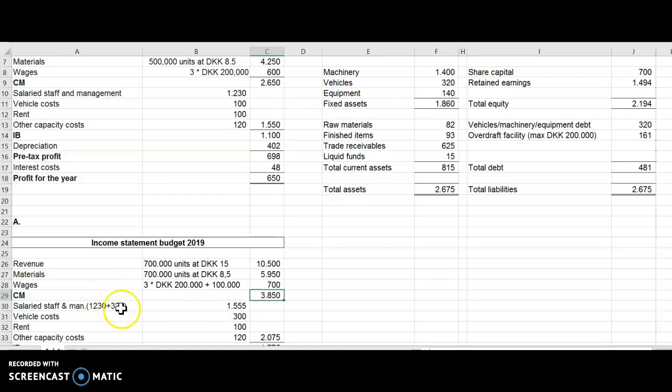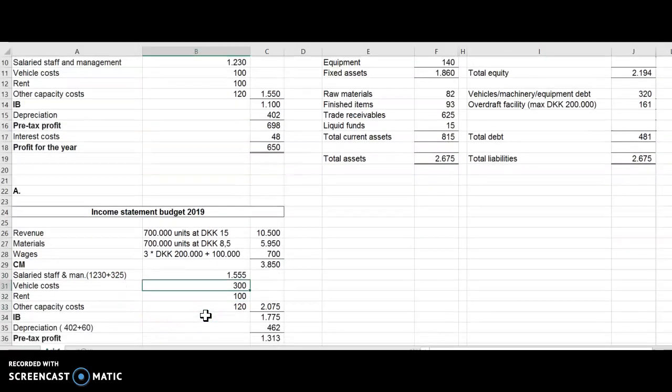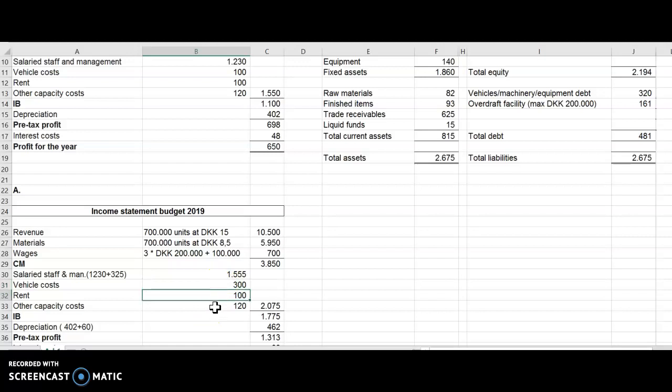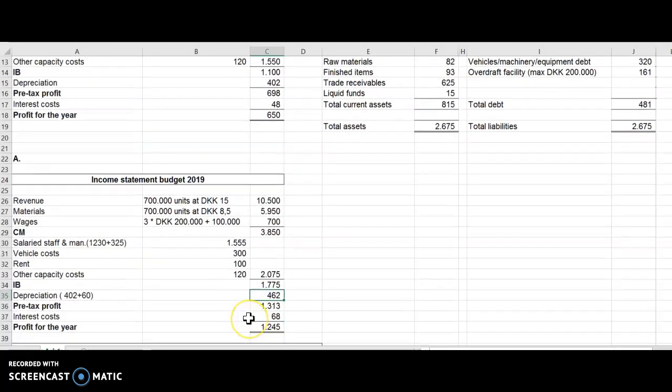Then salaried staff and management will increase by 325, so it's this amount. Vehicle costs will be 300, we are told. The rent will be unchanged, 100, and other capacity cost 120, unchanged. So our profit before depreciation, or they call it earnings capacity, it is 1,775. The depreciation was last year 402, but it will increase by 60. So the total depreciation is here, 462. And then pre-tax profit, it is this amount.